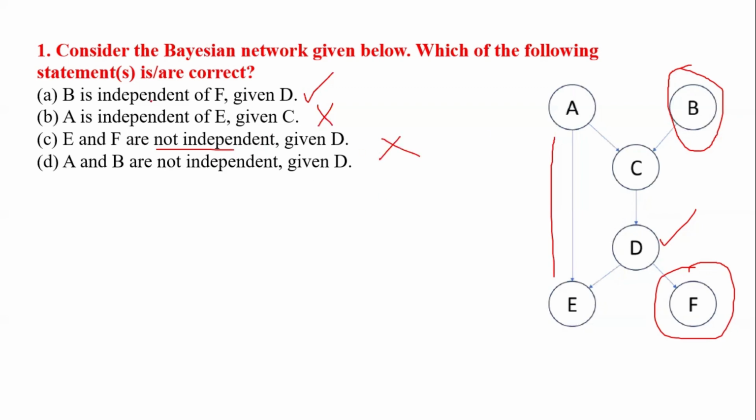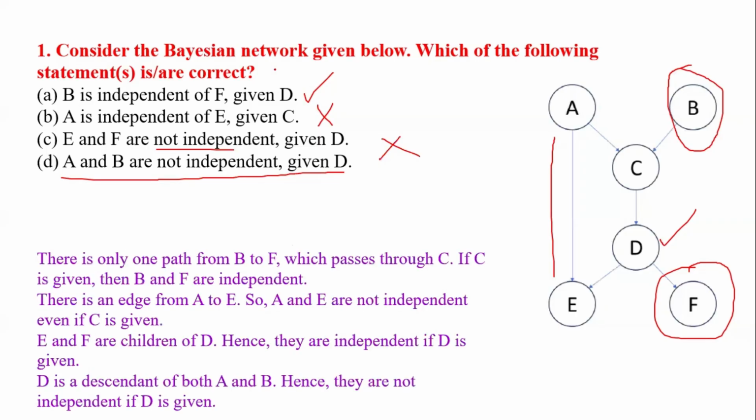Now, in the next option, option D, A and B are not independent given D. If we remove D, we will find that A and B are not independent, because C is also there. By C, A and B are connected. So even if we remove D, A and B are still dependent. As it is a multiple choice question, multiple answers should be there, so option A and option D will be our answers. Okay, for this question. Now coming to the next question.